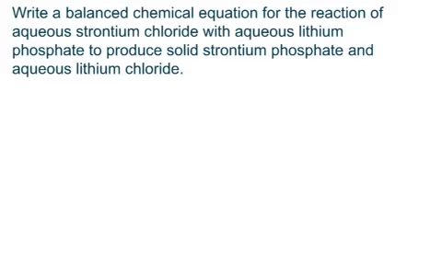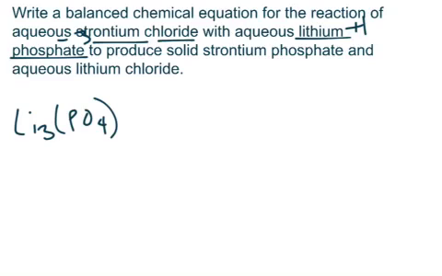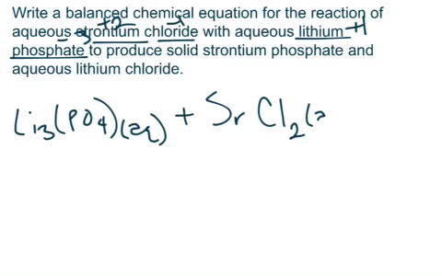Okay, last example. We have lithium phosphate. Lithium is +1, phosphate is -3. Oh, whoops, I skipped strontium chloride. Well, whatever, it doesn't matter. So we have Li3PO4, and it says it's aqueous. Strontium is +2, chlorine's -1, so SrCl2, it's also aqueous.